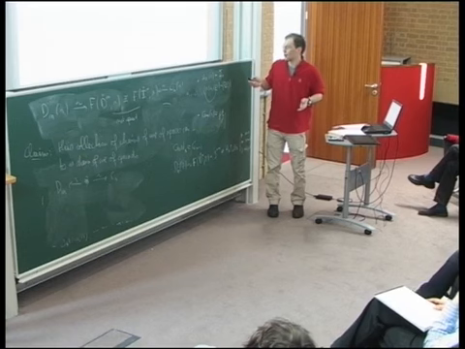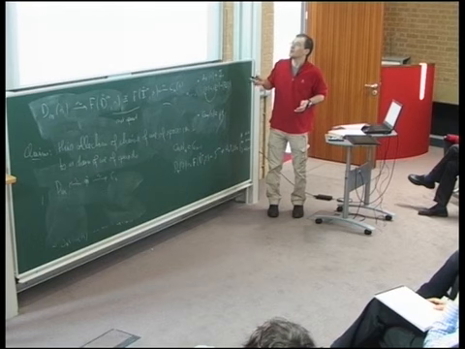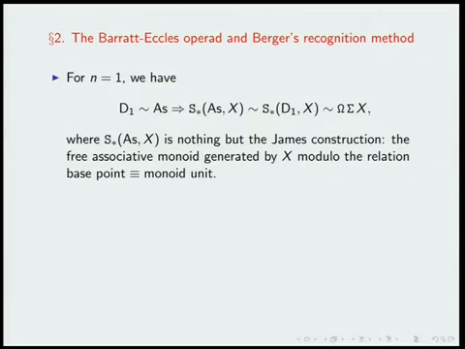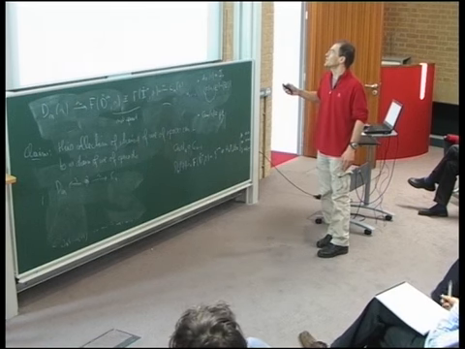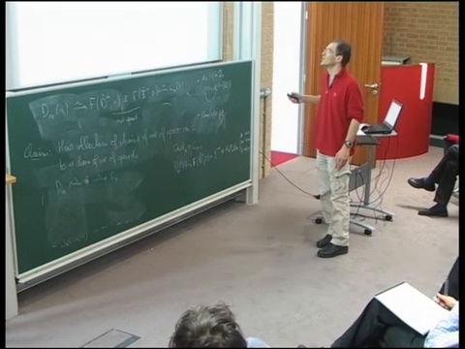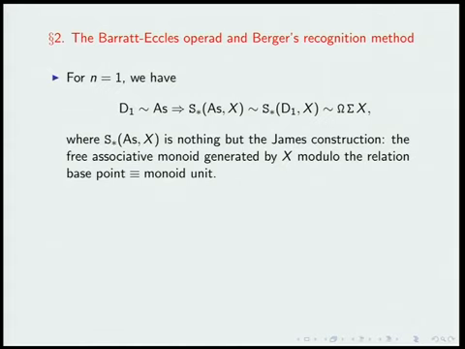So this is nothing but the free associative monoid. And this is a classical construction of topology, a construction of James. It's the free associative monoid generated by x, and you divide by the relation that the base point of x has to give a unit of this monoid. So you add this quotient to this kind of tensor algebra in spaces. And actually, the equivalence between this construction and this one is a theorem of James. Maybe it dates from the 50s or something like that.